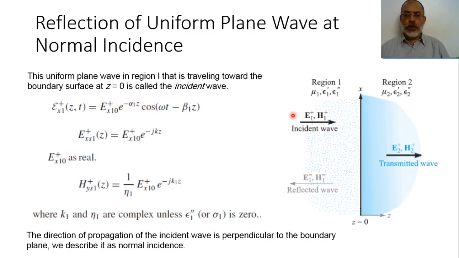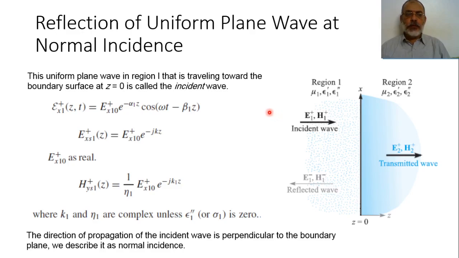So in instantaneous form, the incident field Ex1+ can be represented as the amplitude Ex10+ multiplied by e to the power minus alpha 1 z, where alpha 1 is the attenuation coefficient of medium 1, multiplied by cosine of omega t minus beta 1 z, where beta 1 is the propagation constant of medium 1.